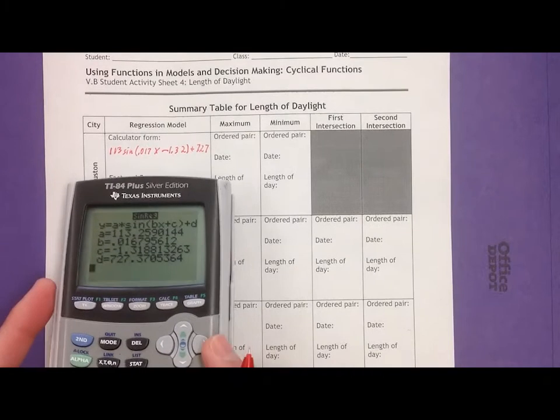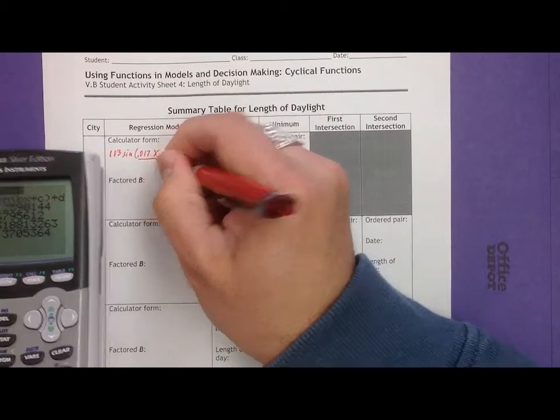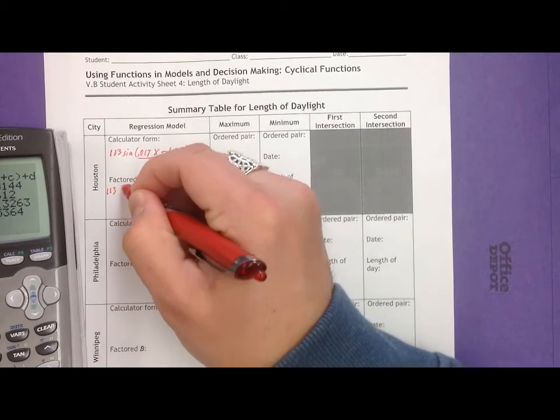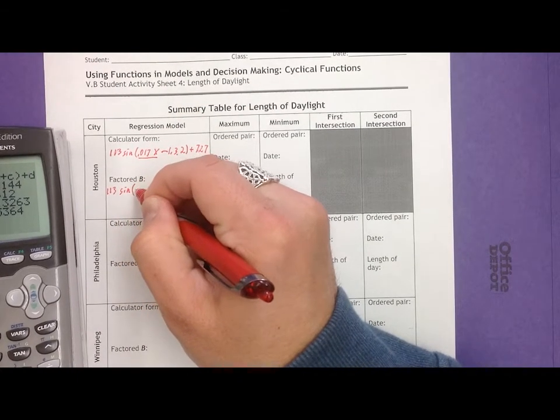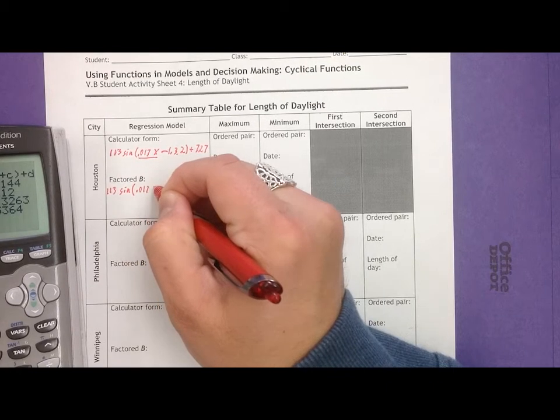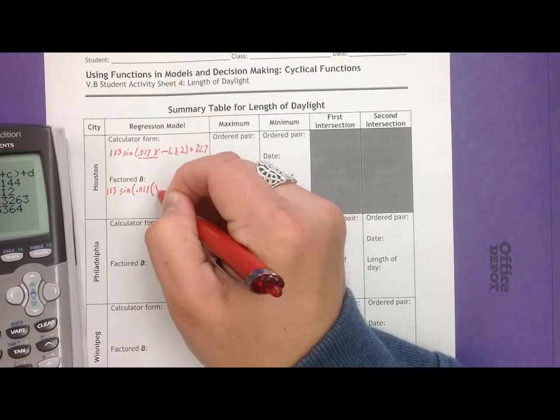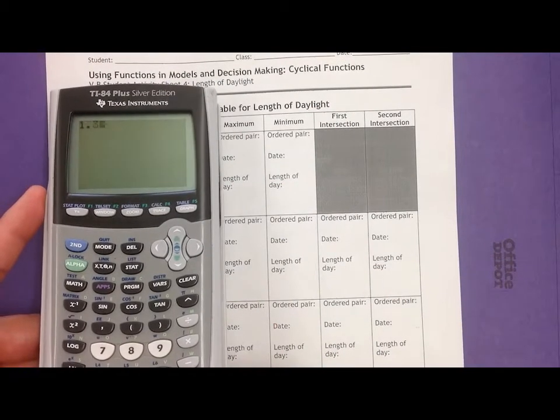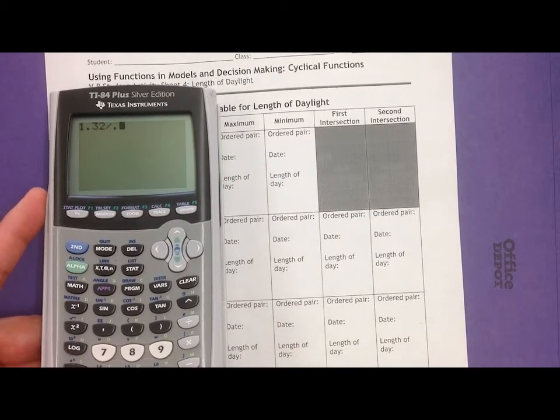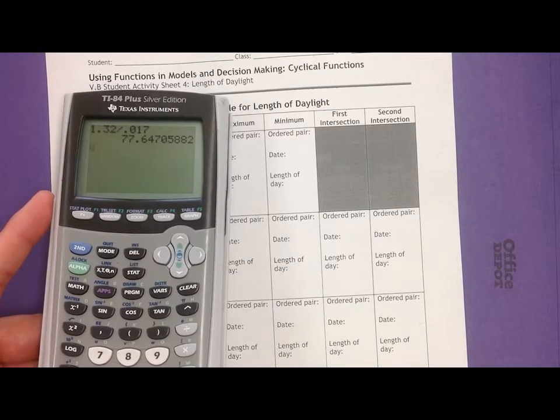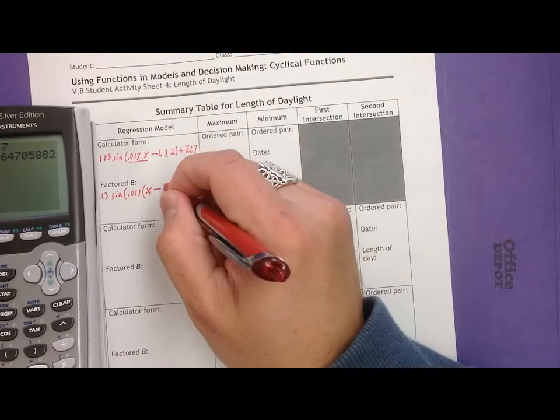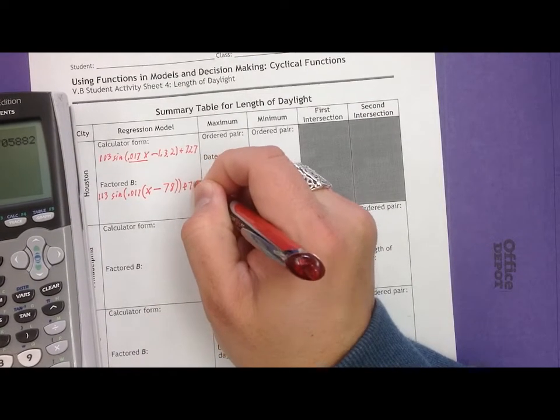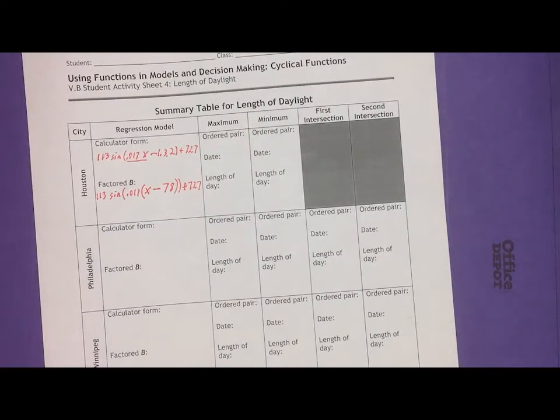Factored B form is really easy to get. You just take this right here and divide this by that. So we have 113 sine 0.017, another parentheses, x, minus, well, I have 1.32 divided by 0.017, and that's 77, so 78, plus 727. And that's your factored B form.